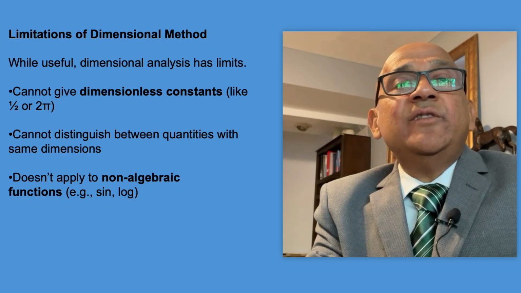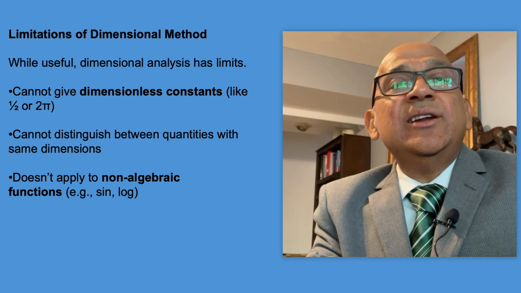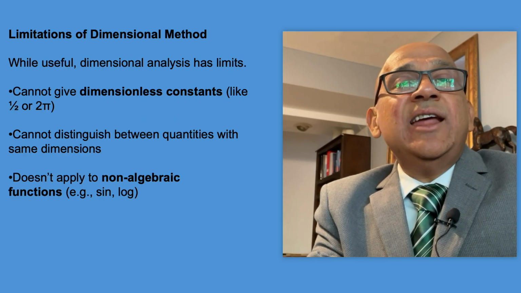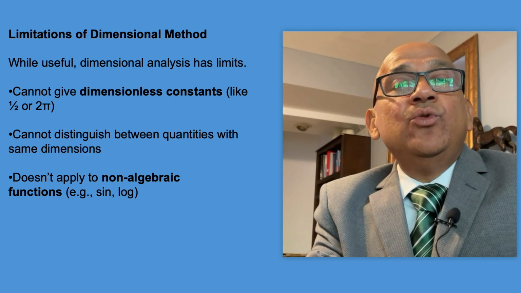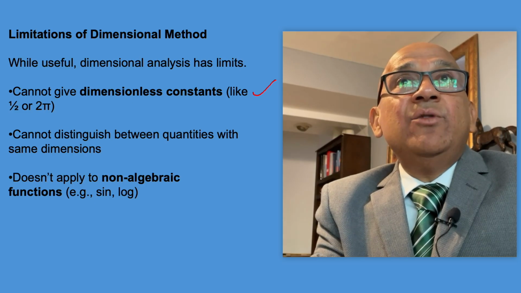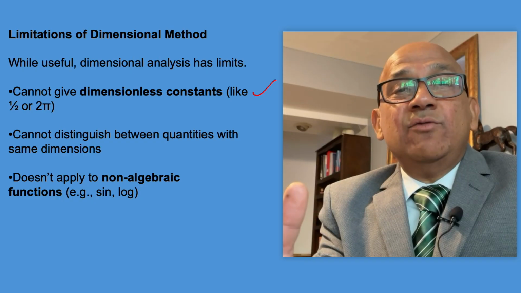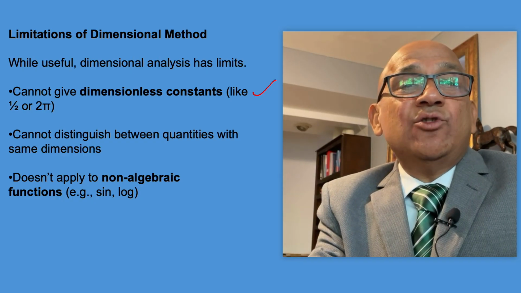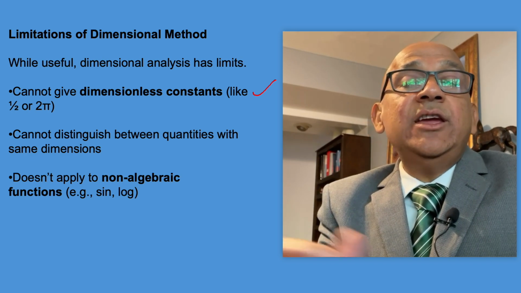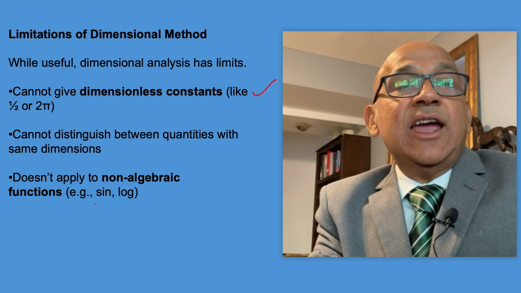What are the limitations of the dimensional method? While useful, dimensional analysis has limits. For example, it cannot give dimensionless constants like 1 by 2 or 2 pi. For example, in the derivation of time period for the pendulum, we could not find the value of k, the constant, although we could find all other quantities, but that dimensionless constant cannot be figured out. It cannot distinguish between quantities with the same dimensions and does not apply to non-algebraic functions like sine or log.